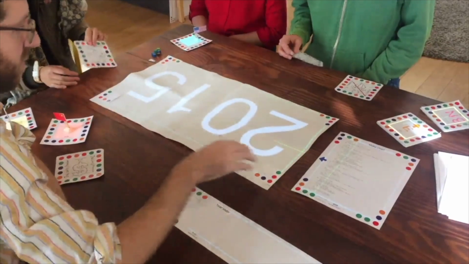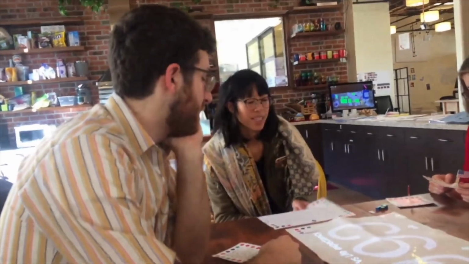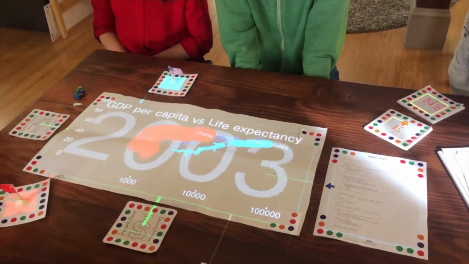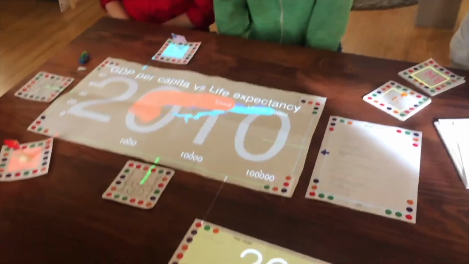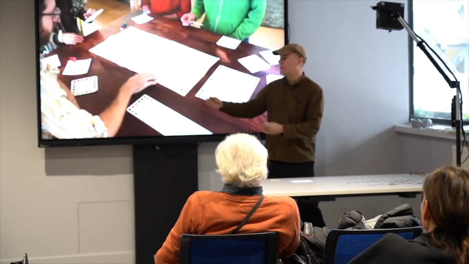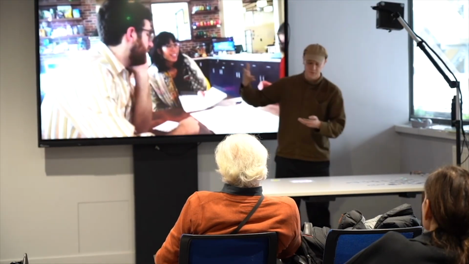This is a visualization of a data set containing population and demographic data for different countries over different times. These people at this table want to have a conversation about global economics, and they're able to do it in a way where they can put data on the table and explore that data together as they have their conversation.